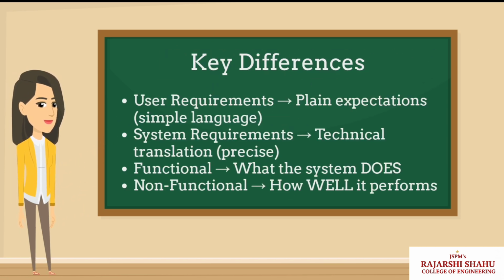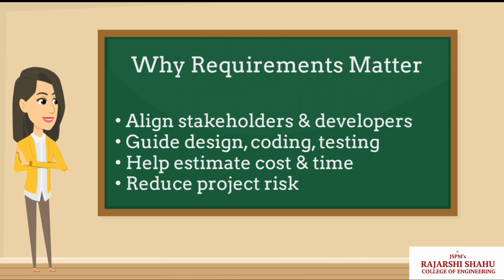User requirements express user expectations in plain language. System requirements are the technical translation. Functional tells what the system does. Non-functional tells how well it should perform. Clear requirements align stakeholders and the development team, guide design and testing, help estimate cost and timelines, and reduce the risk of rework or project failure.